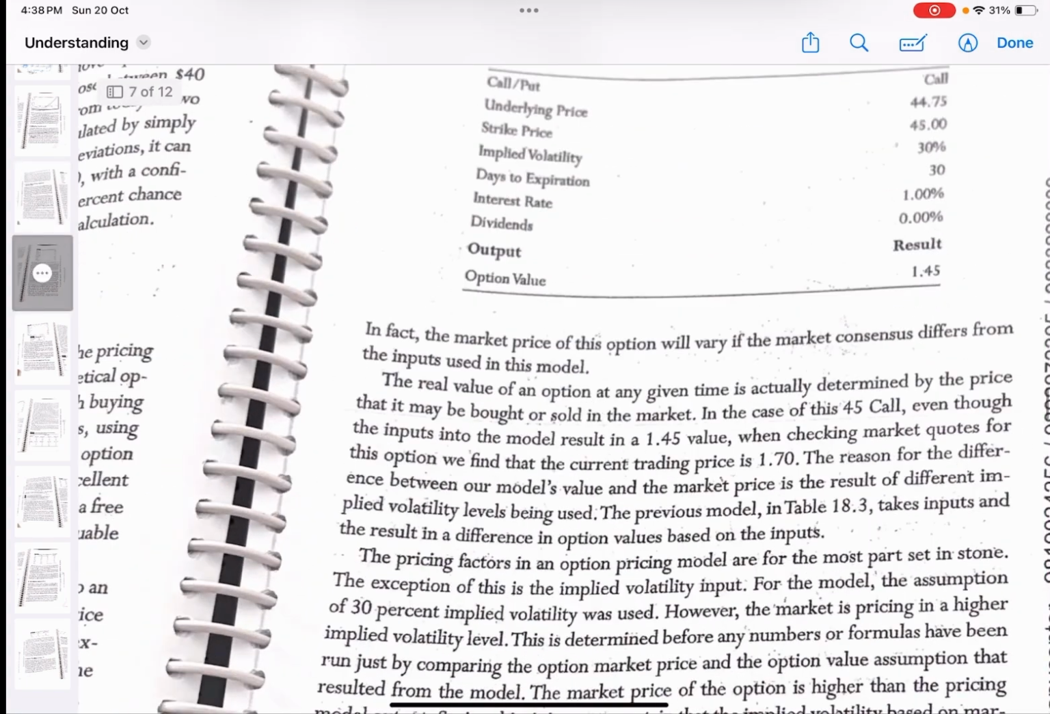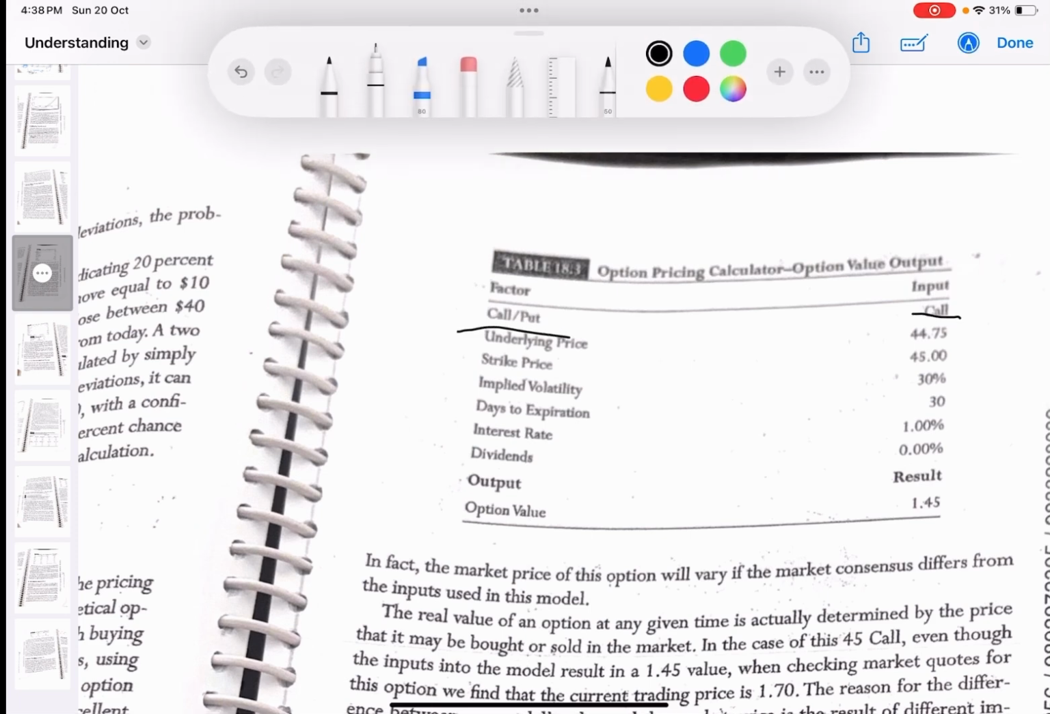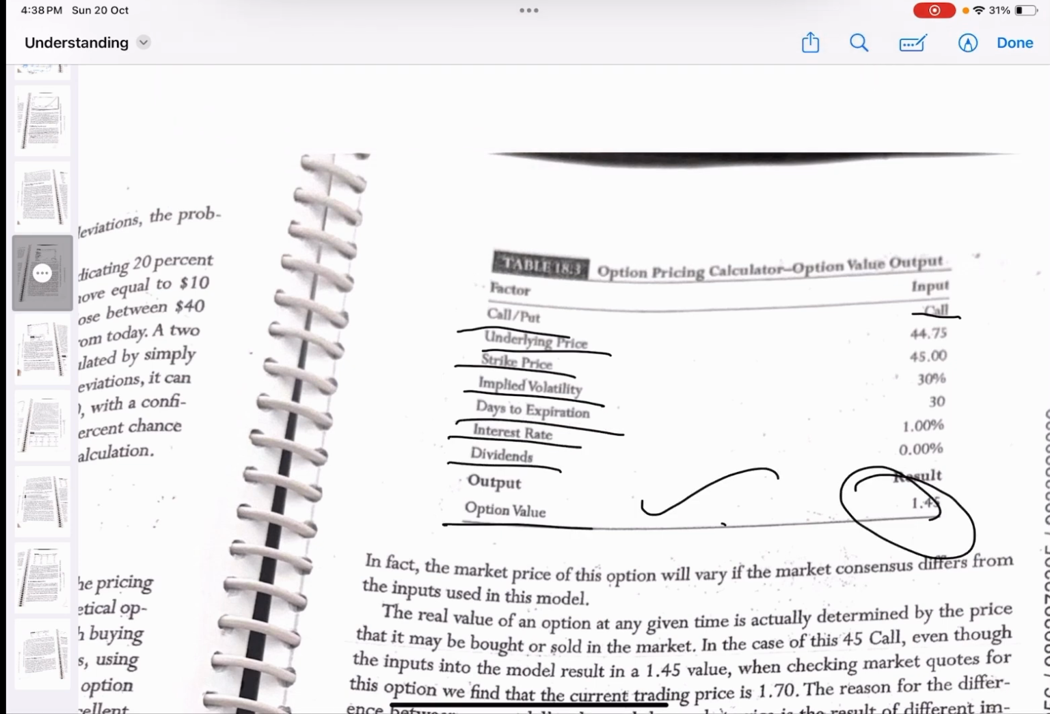Let's look at table 18.3. Okay. So we have call, put, underlying price, strike price, IV, days to expiration, interest rate, dividends, and then we have the result, which is an option's value.